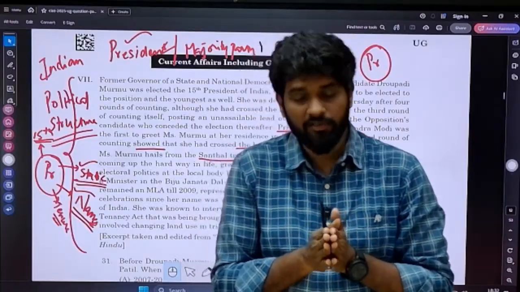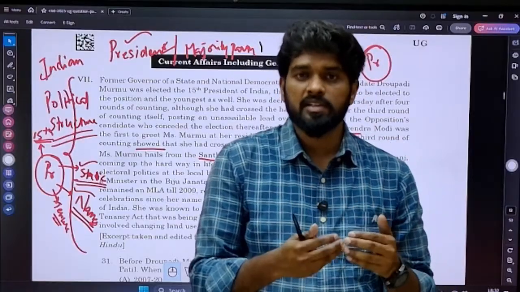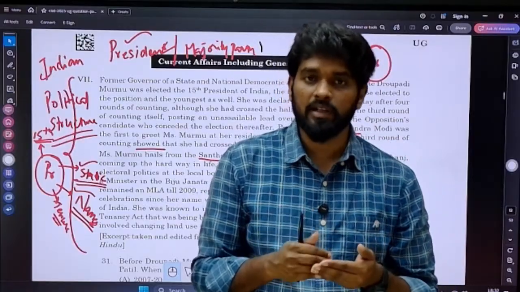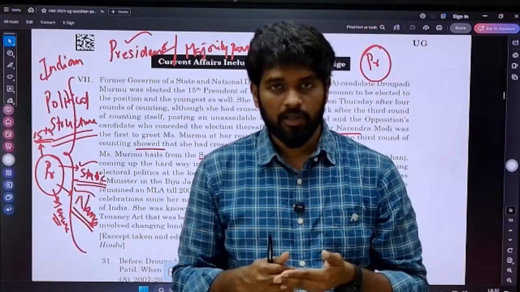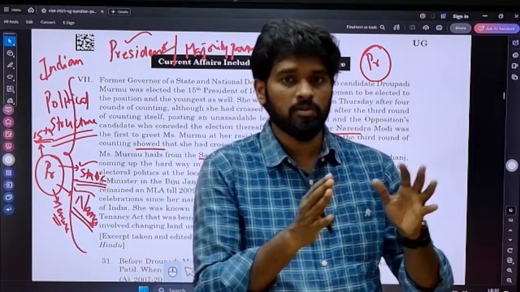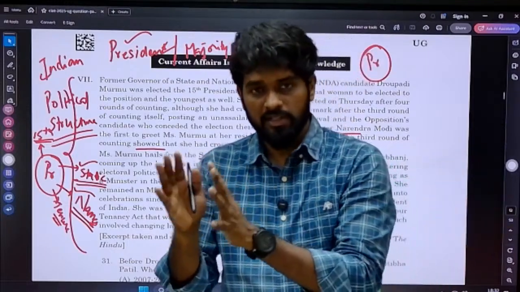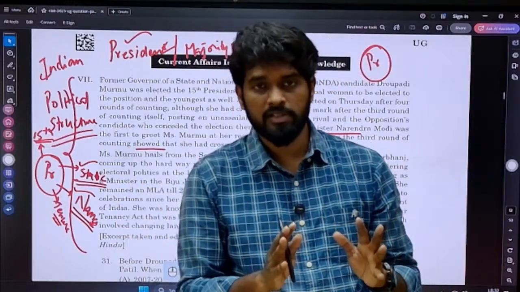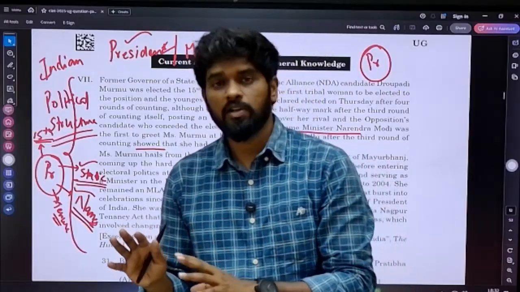The president elections will be conducted by the Election Commission of India. With respect to Parliament, who conducts the election? The elections for Lok Sabha and Rajya Sabha will be conducted by whom? Obviously the Election Commission of India. In the states also, the Election Commission of India.